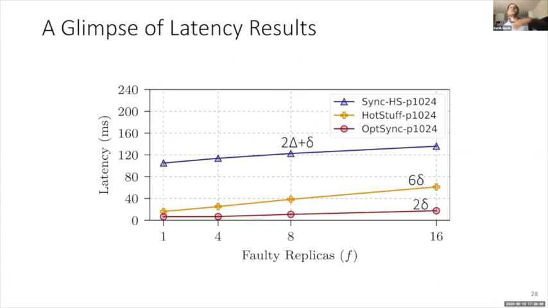And the latencies for these protocols in the optimistic cases are the following. It's 2 delta plus delta for Sync HotStuff, theoretically 6 small delta for HotStuff, and 2 small delta for OptSync. And as you can see, consistently we perform better than all of these protocols. So again, compared to something like a partially synchronous protocol, HotStuff, we perform better because they require 3 rounds of communication before committing. But in our case, we just require 1 round of communication.